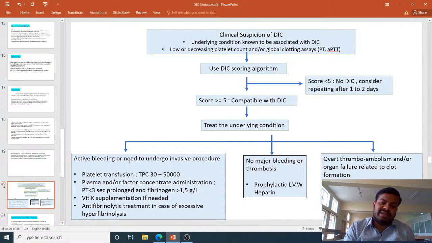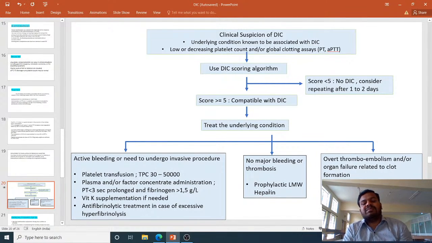So if there is active bleeding or a need to undergo an invasive procedure, platelet transfusion is given with a platelet count target of 30 to 50,000, and plasma or factor concentrate administration with PT less than 3 seconds prolonged and fibrinogen more than 1.5 grams per liter. And vitamin K supplementation if needed, and antifibrinolytic treatment in case of excessive hyperfibrinolysis.